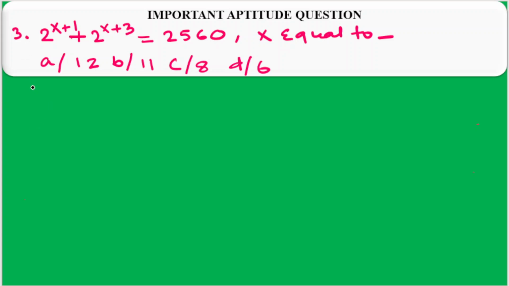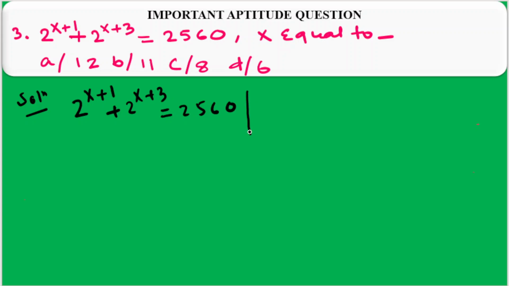Third question is 2 raised to power x plus 1 plus 2 raised to power x plus 3 is equal to 2560. Then what is the value of x? Let's start the solution. Question is given as 2 raised to power x plus 1 plus 2 raised to power x plus 3 is equal to 2560.